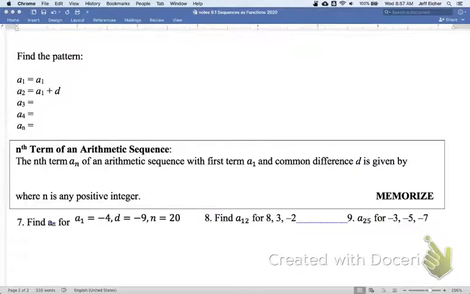So on the top of the next page, we have find the pattern. So a sub 1 is the first term. A sub 2, recursively, we would find by taking a sub 1 and then plus our common difference, if this is an arithmetic sequence. A sub 3 would be the term before it. Well, we just said the term before it was a sub 1 plus d. And then we'd add d to that, and that would be our third term. So simplifying, that would be the first term plus 2 differences.